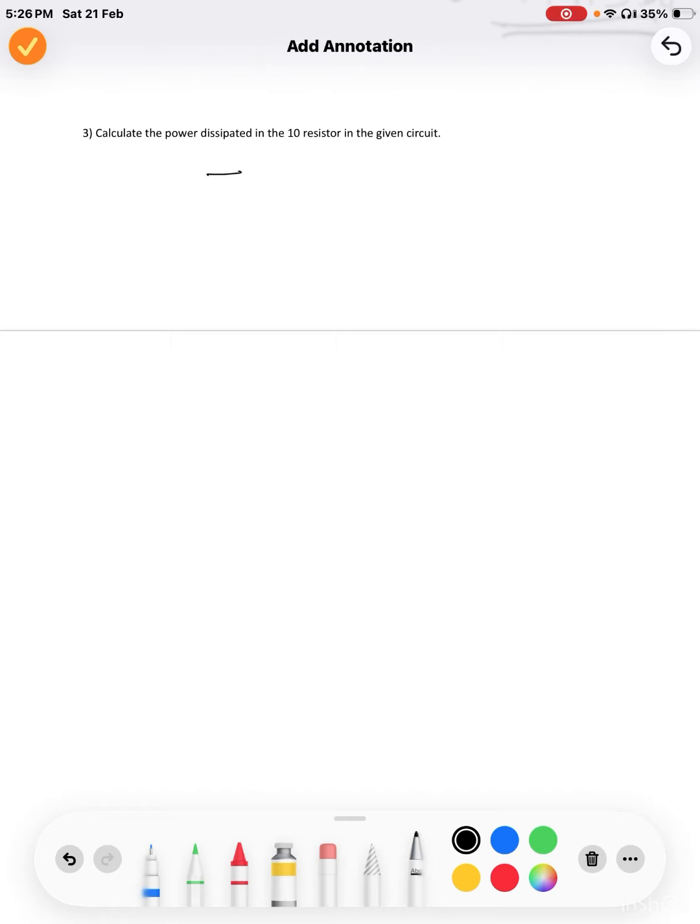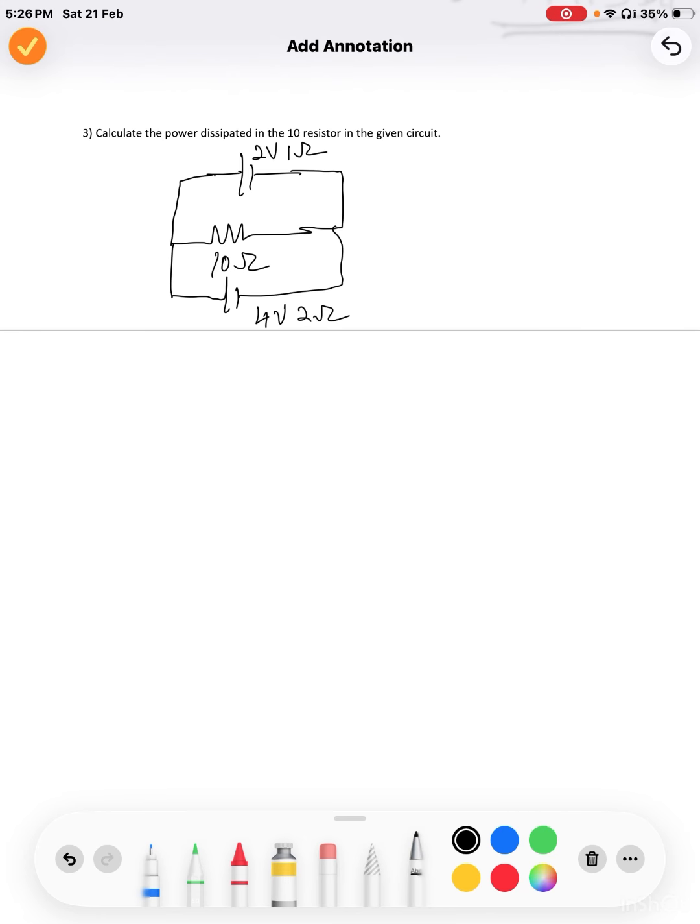So what is the circuit? A 2 volt cell with 1 ohm internal resistance is connected to an external resistor of 10 ohm, and is again connected to another battery of 4 volt with 2 ohm internal resistance. Yes, this is the circuit given. We have to find what is the power dissipated in the 10 ohm. The 10 ohm is the external resistor.